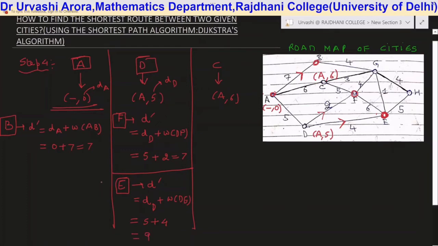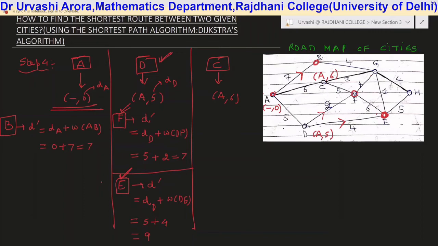So this is going to be 9. So we have calculated D dash for E also. So these are the D dashes corresponding to the adjacent unlabeled vertices F and E corresponding to the labeled vertex D.